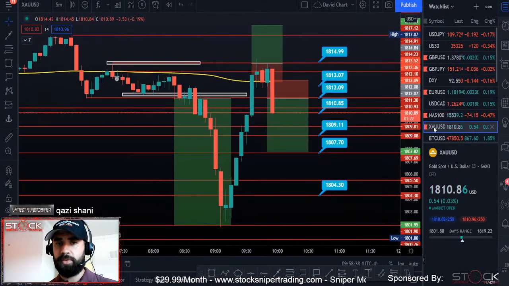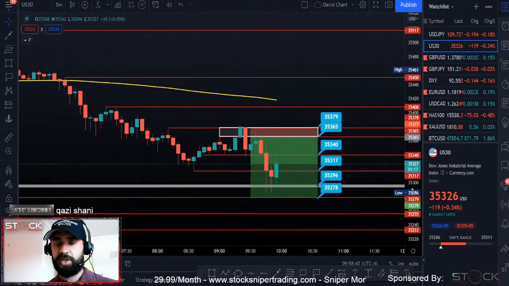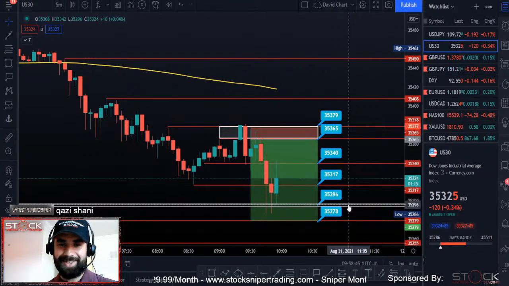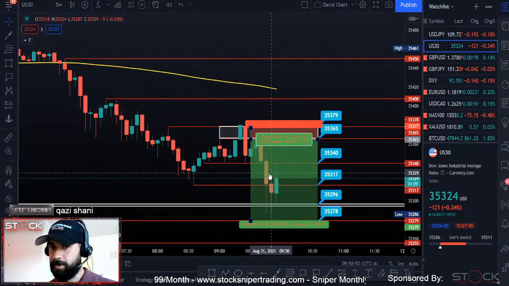All right, there's gold. And then there's US 30. Okay, so US 30 is finding good support. Remember how I had that area, the consolidation previous to the left? They're finding good support and pushing up. Okay, look to secure your partials on US 30, guys.